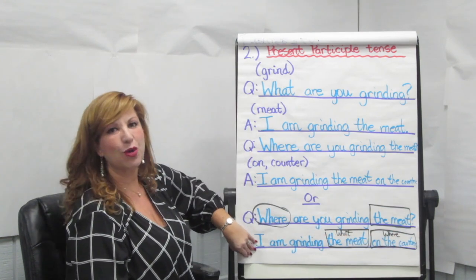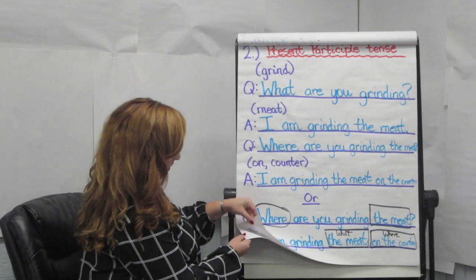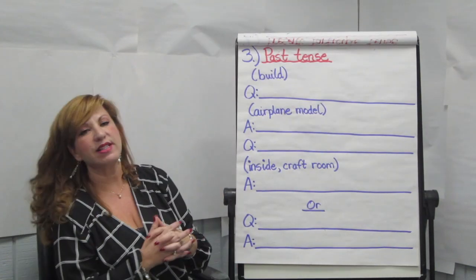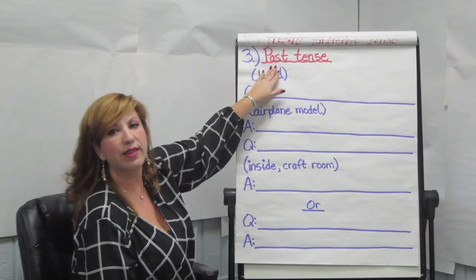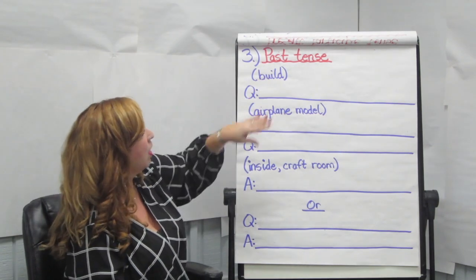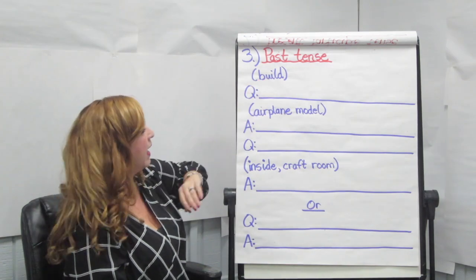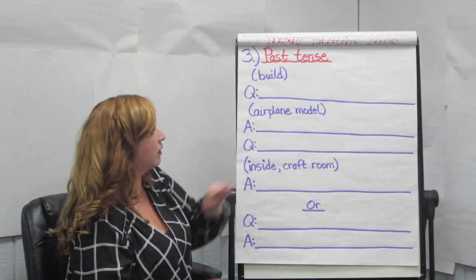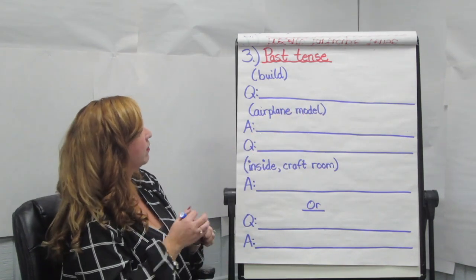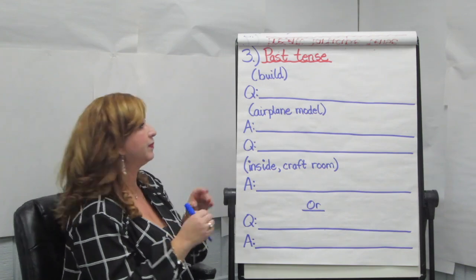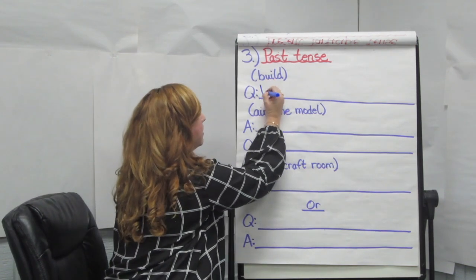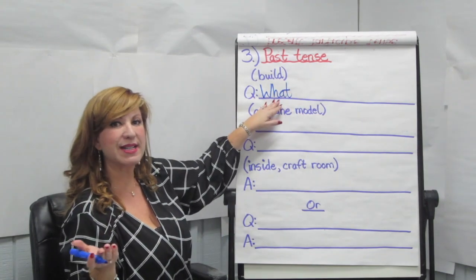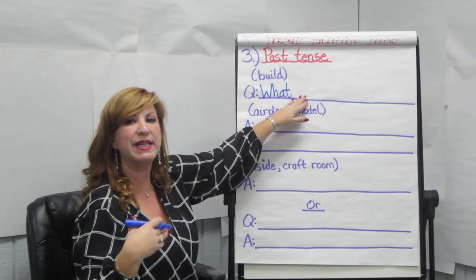Okay, let's continue with another exercise. So on exercise 3, we're actually going to work in the past tense. So our verb is to build, and the subject is going to be an airplane model. Okay? So let's begin with the what. Now remember, because it's in the past tense, our helping verb is going to be did.